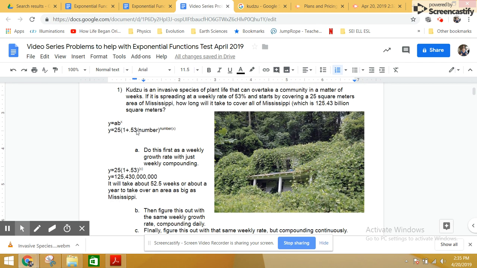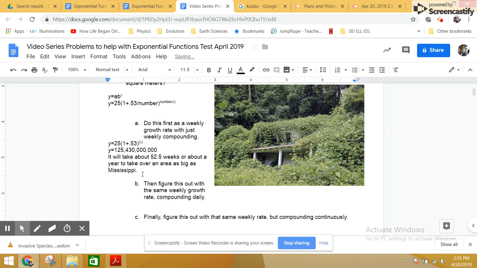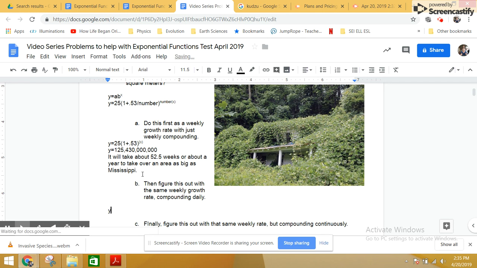If it was compounding daily, we're going to take this basic equation that we set up. So I'm going to go ahead and set it up for you in case it's useful for you to see it all at once. So we've got y equals 25 square meters as our initial value, our principal in a way, times 1 plus our rate over our number of compounding events, all raised to the number of compounding events times x, or time. Now, our rate continues to be 0.53.